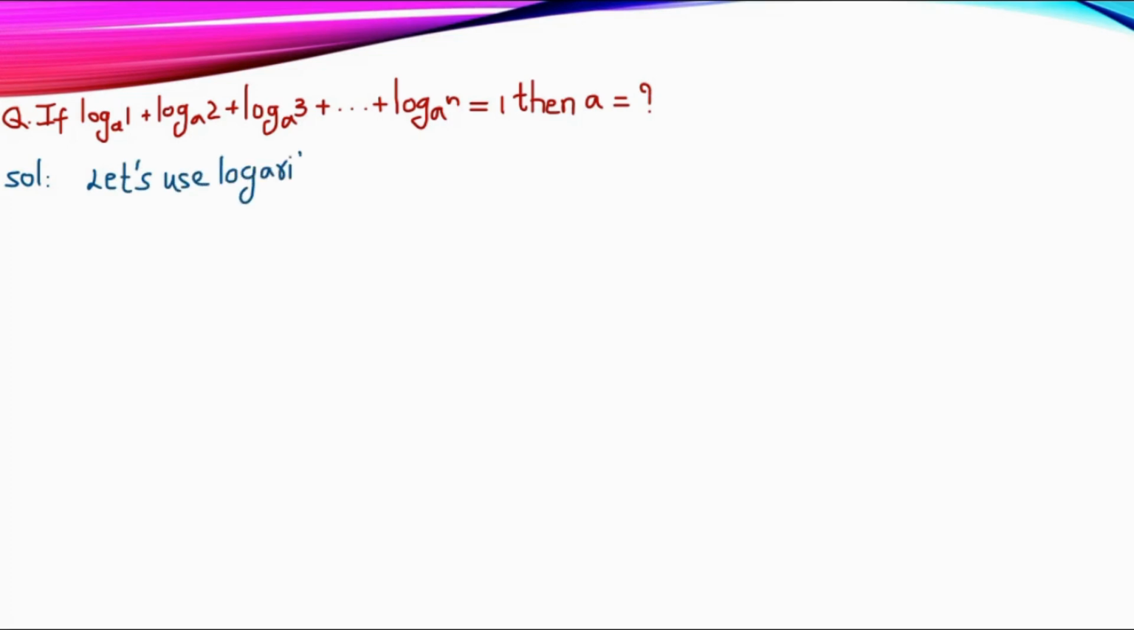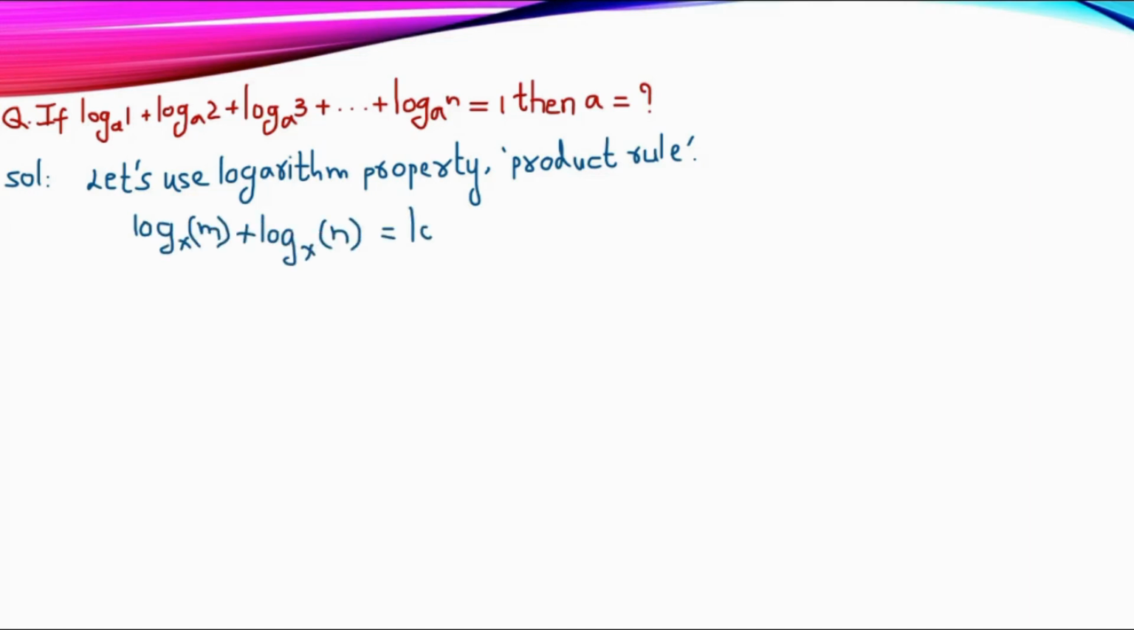Here the question starts with a condition: the sum of all these logarithmic terms with base a, of 1, 2, 3, up to n, equals 1. Here we need to find the value of the base represented as a.